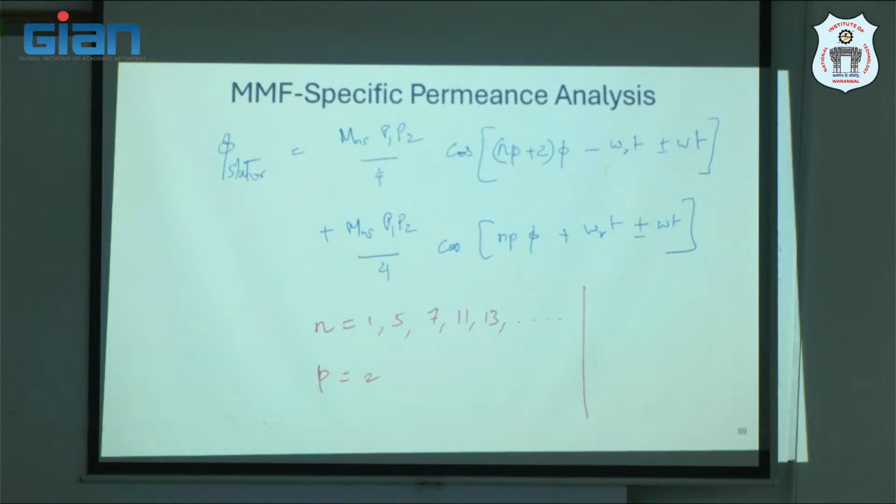In the original function, we had just NP. So can NP plus 2 ever be equal to NP? In this case, you have to check. For example, what I am trying to say is, you can take a higher order NP from the MMF function and compare it with NP plus 2. If the orders match somehow, then currents can be induced. If the pole pair numbers never match, then current cannot be induced.